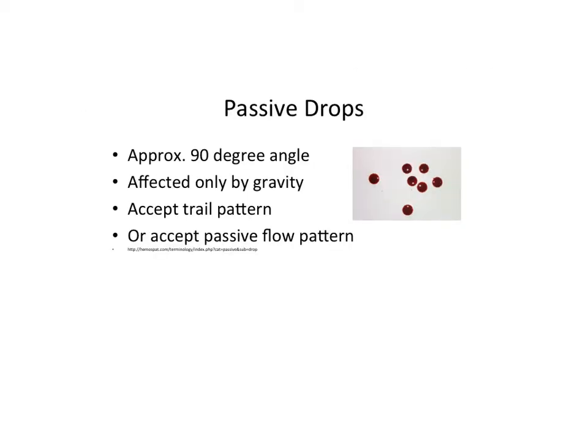So, by the way, these were passive drops, approximately 90 degrees. I would take trail, passive flow. That's why I didn't put satellite on there. There were lots of possibilities here because I'd be looking for the logic and for you to explain. Okay. Here's number 4.